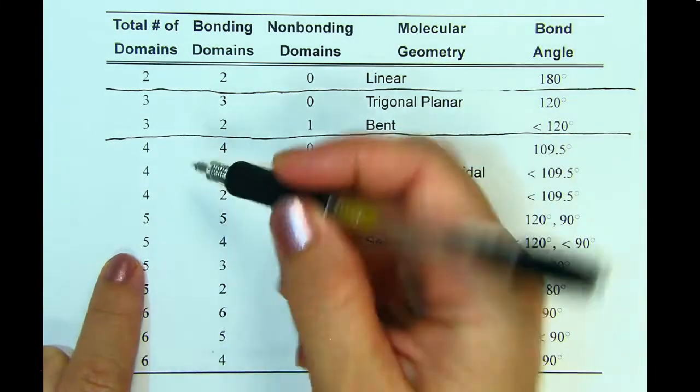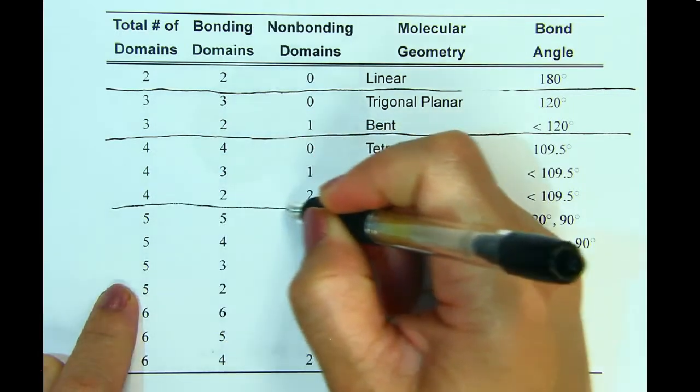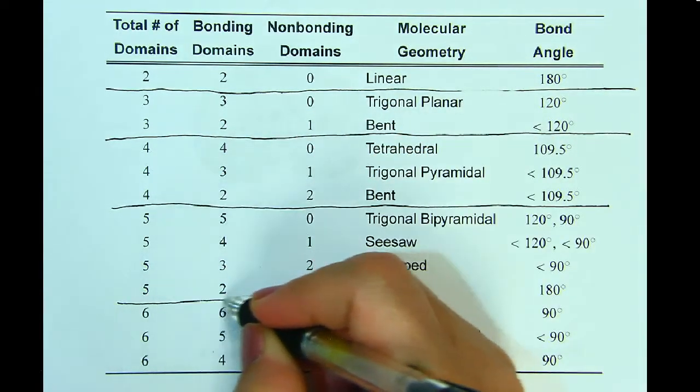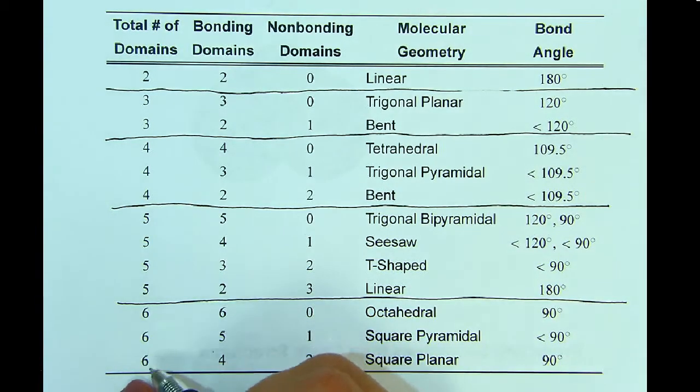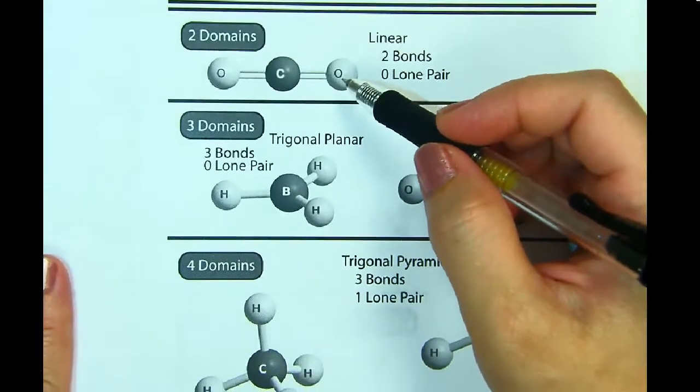When you have four domains, there's three possible geometries. Five domains has four possible geometries, and then we have only three that we have of interest when you have six domains. So a better way to visualize these is with the chart on the next few pages, where the structures are actually drawn out.